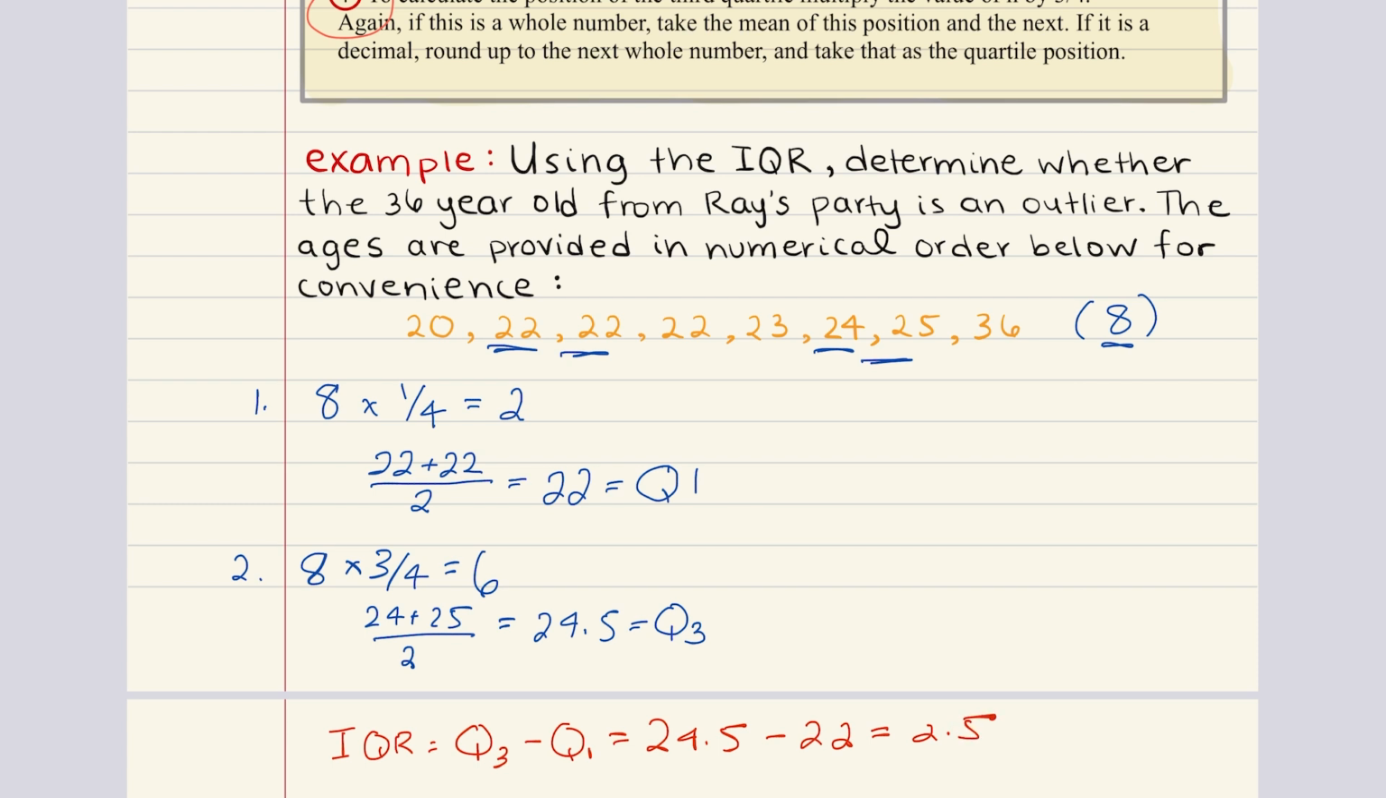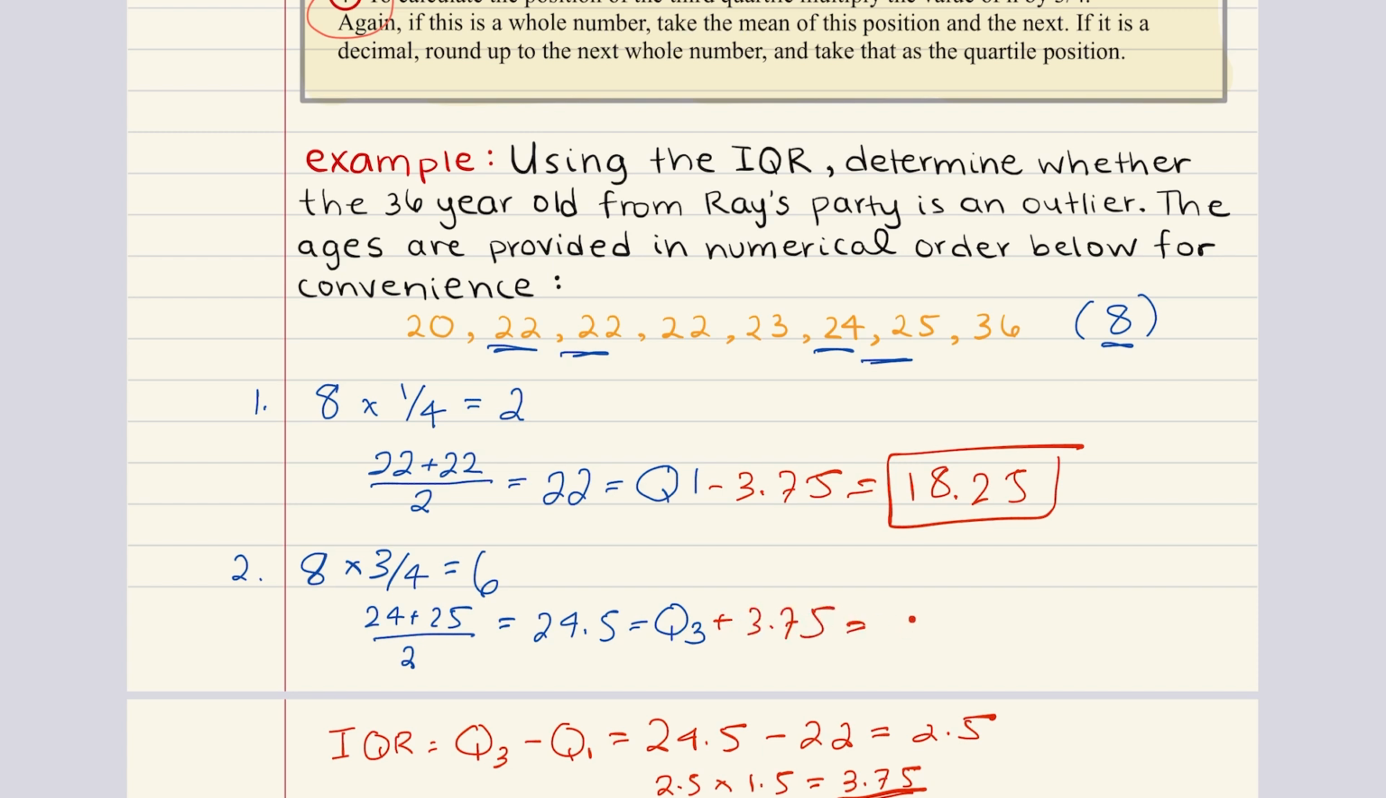Now, outliers are data values more than 1.5 interquartile ranges below Q1 or above Q3. So we're going to take this value 2.5, multiply it by 1.5, and this gets us a value of 3.75. We're going to take 3.75 and subtract it from Q1, and that gets us a value of 18.25. Then similarly, we're going to take 3.75 and add it to Q3. This gets us a value of 28.25.